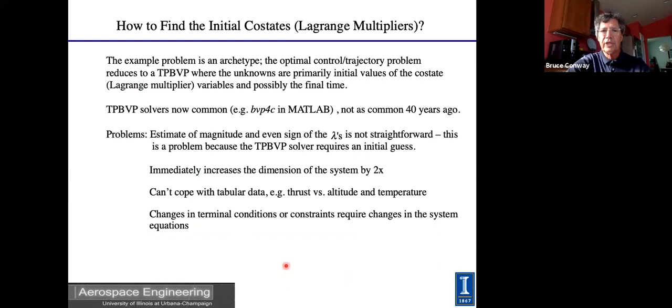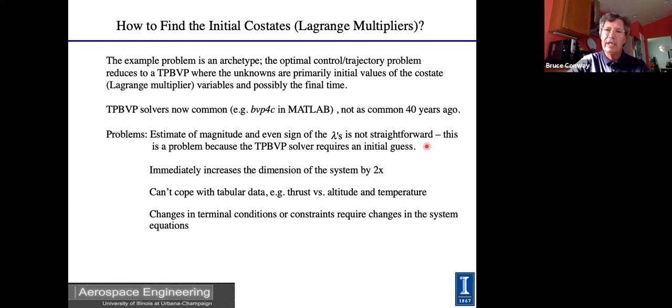Okay. So what's the difficulty of using this approach? Well, as you saw, it makes the system bigger. Instead of 5 differential equations, we have 10. I'm going to skip a couple of these. The other main problem is that every 2-point boundary value problem solver, some of you probably had experience with this, needs to be given an initial guess of the solution. And you may not have that. If you don't give it a good enough initial guess, it simply won't converge.